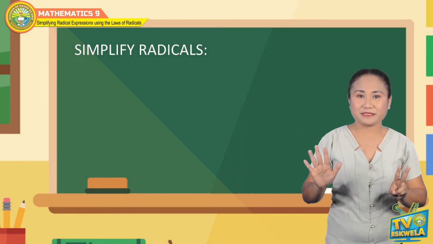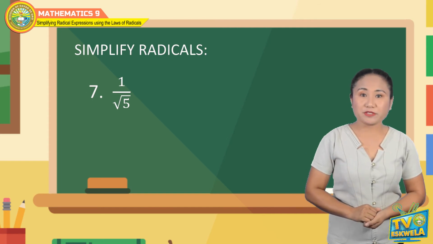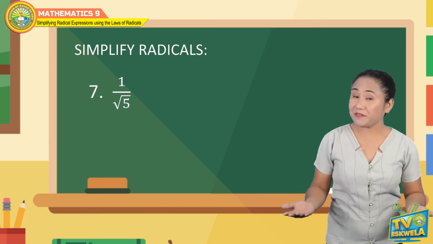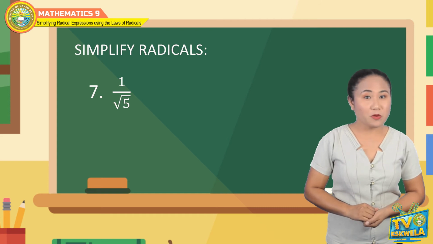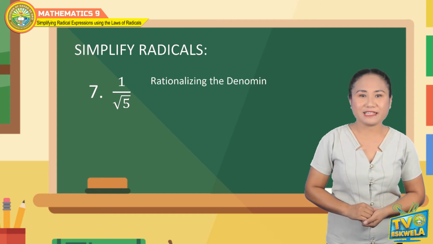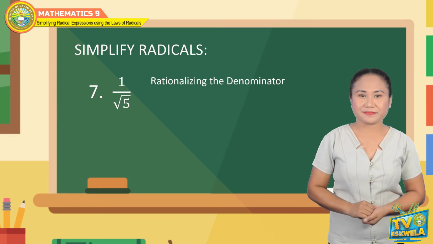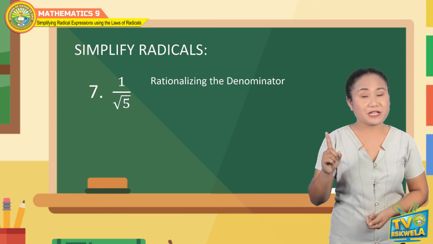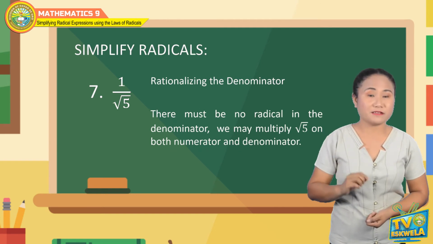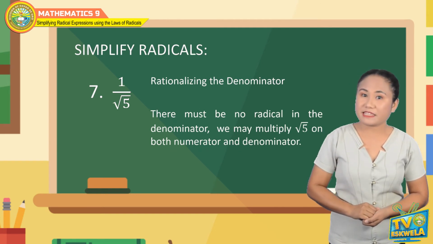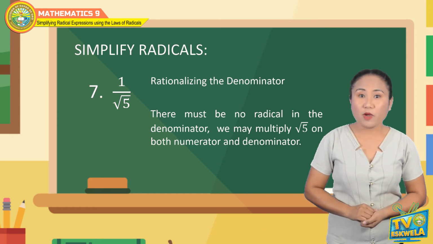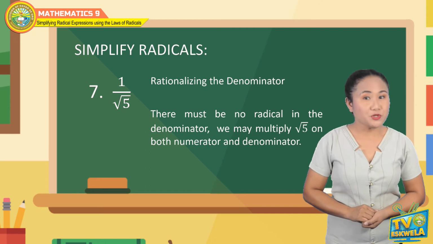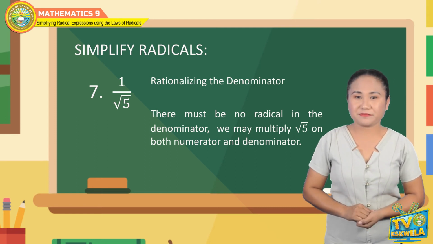Example number 7. 1 over square root of 5. How do we simplify this? Simplifying this kind of expression is called the process of rationalizing the denominator. Remember that there must be no radical in the denominator. In this case, to eliminate the radical in the denominator, we may multiply square root of 5 on both numerator and denominator.